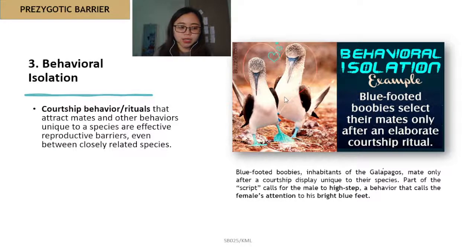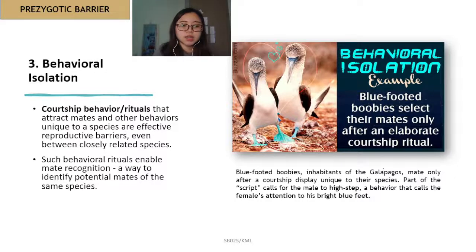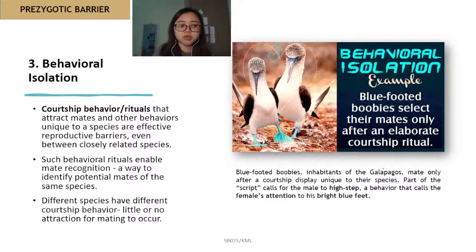In behavioral isolation, courtship behavior or rituals that attract mates and other behaviors unique to a species can be effective reproductive barriers even between closely related species. Such behavioral rituals enable mate recognition, which is a way to identify potential mates of the same species. Different species will have different courtship behavior with little or no attraction for mating to occur. So, dalam arti kata lain, lain-lain species dia ada perbuatan dia. Okay, they have different behaviors before they want to mate.